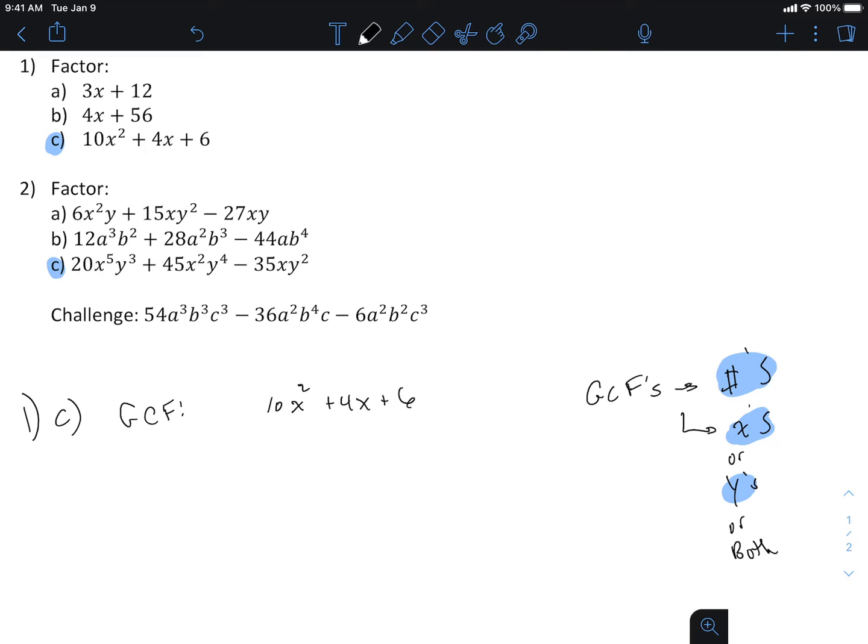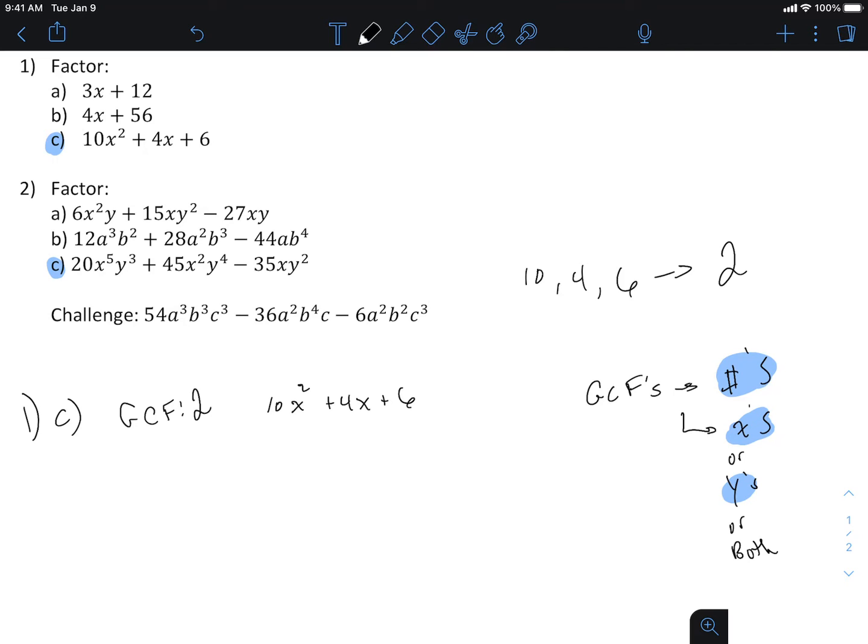But there is a common factor across all three of those things, right? All three of those numbers, 10, 4, and 6. I think the greatest common factor, the biggest number that can go into all of them, is 2. Okay, so you're building your greatest common factor, it's 2. So you're going to write 2.